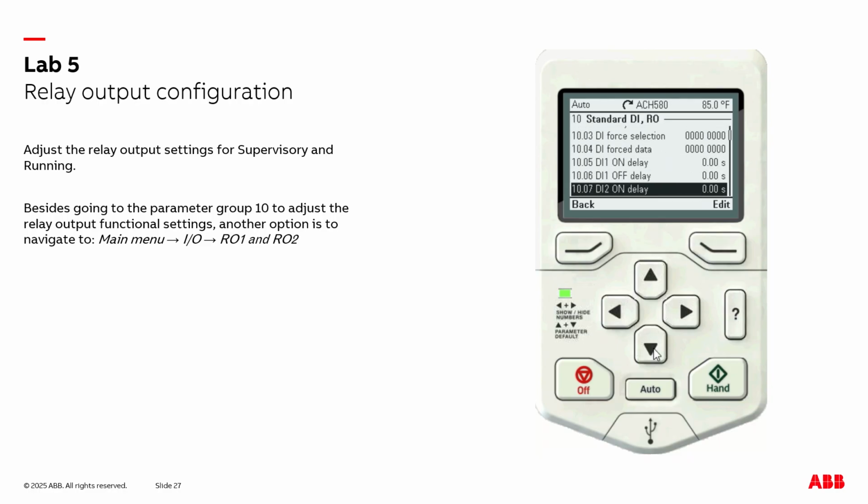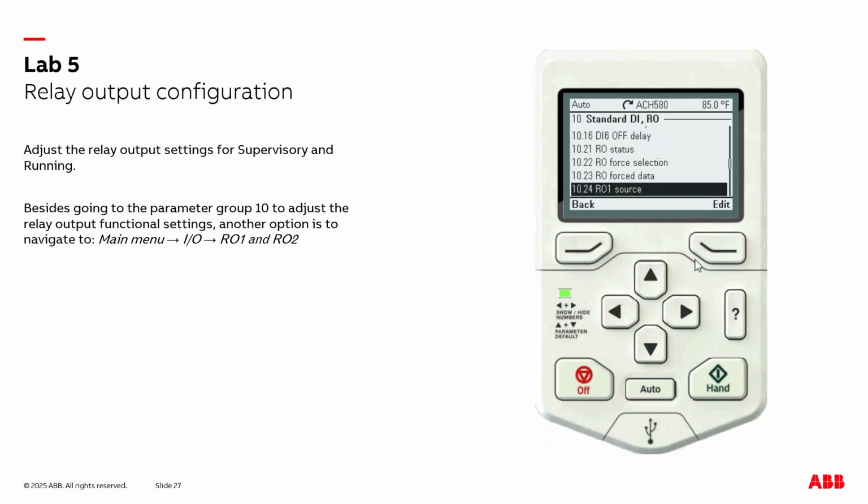Now, parameter 10.24 controls the functional setting of relay output 1. By default, it's set to damper control. So we need to edit this. And I can tell you that the fastest way is to go up, and we go to supervisory 1. That's what we set up to monitor the output temperature of the tower.